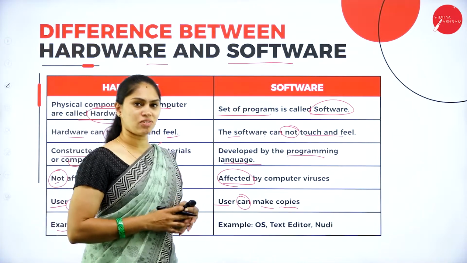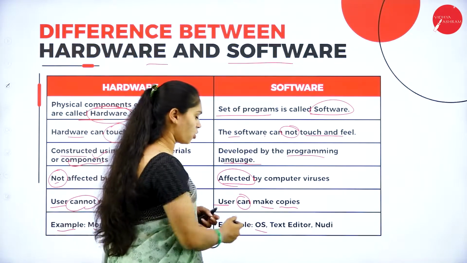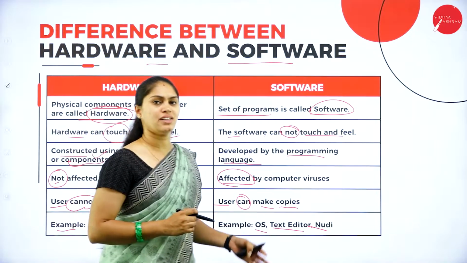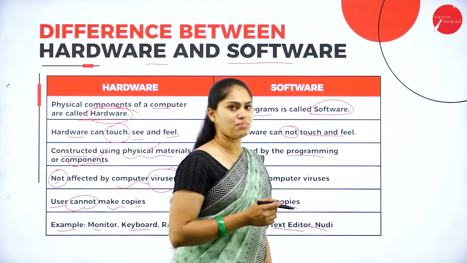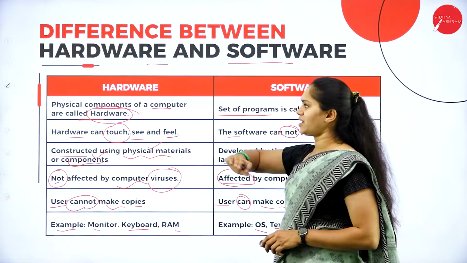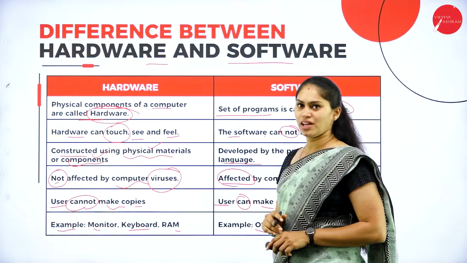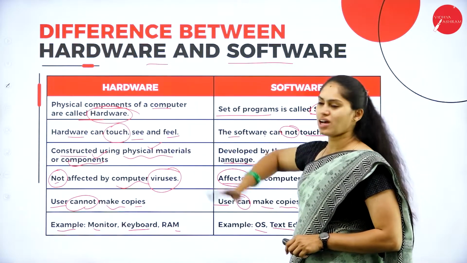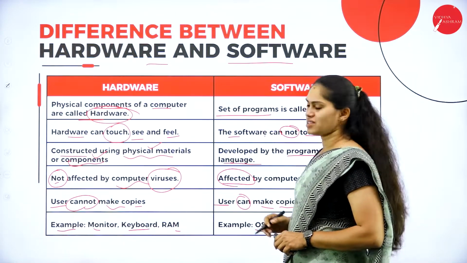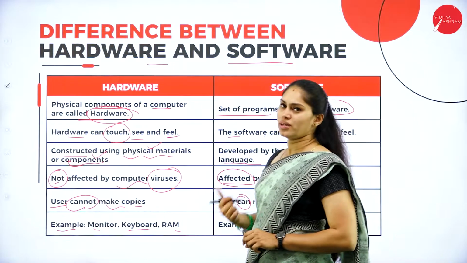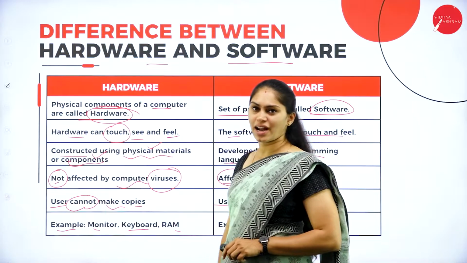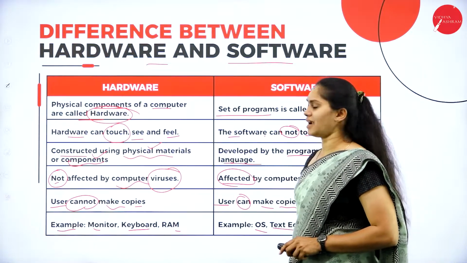Then what are the examples we have for software? You can consider OS, that is operating system, text editor, NUDI. All these are different applications or software which come under the examples of software. Okay, so these are the differences we can have between hardware and software components. And when it comes to hardware, we have monitor, keyboard, RAM and all. If you consider software, we have two types: one is system software and another one is application software. You can also write that point here. So that's all regarding the difference.